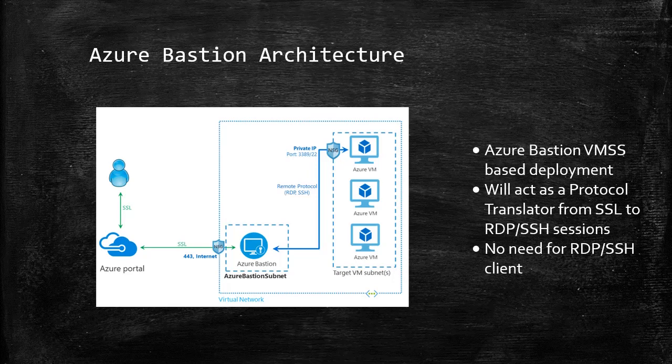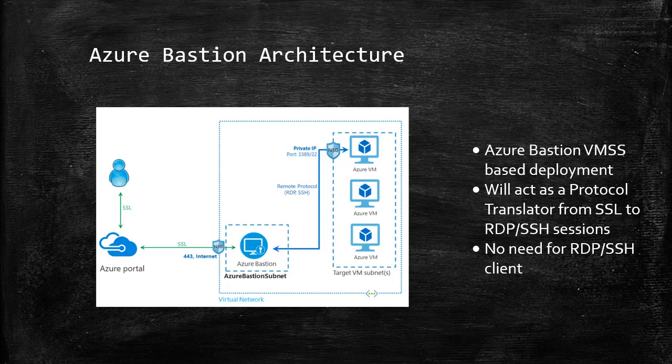When a user logs into the portal, the user navigates to a VM to which he needs to connect. In the portal, there is an option called connect. When you click on connect, you get an option whether you want to connect to the VM via Bastion or not. So you click on Bastion and enter the user credentials. Once the credentials are entered, you will be able to see the login screen of the VM in a new tab or a new window.